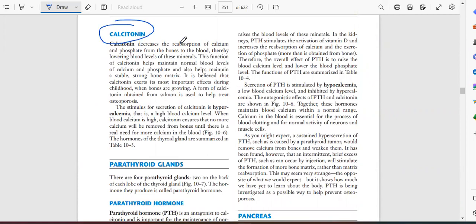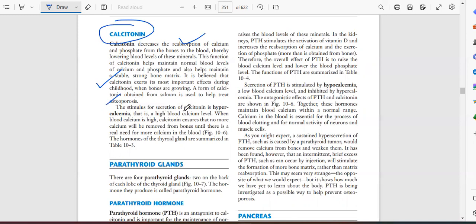Calcitonin decreases the reabsorption of calcium and phosphate from the bones to the blood, thereby lowering blood levels of these minerals. These functions of calcitonin help maintain normal blood levels of calcium and phosphate and also help maintain a stable, strong bone matrix. It is believed that calcitonin exerts its most important effects during childhood, when bones are growing. A form of calcitonin obtained from salmon is used to help treat osteoporosis.